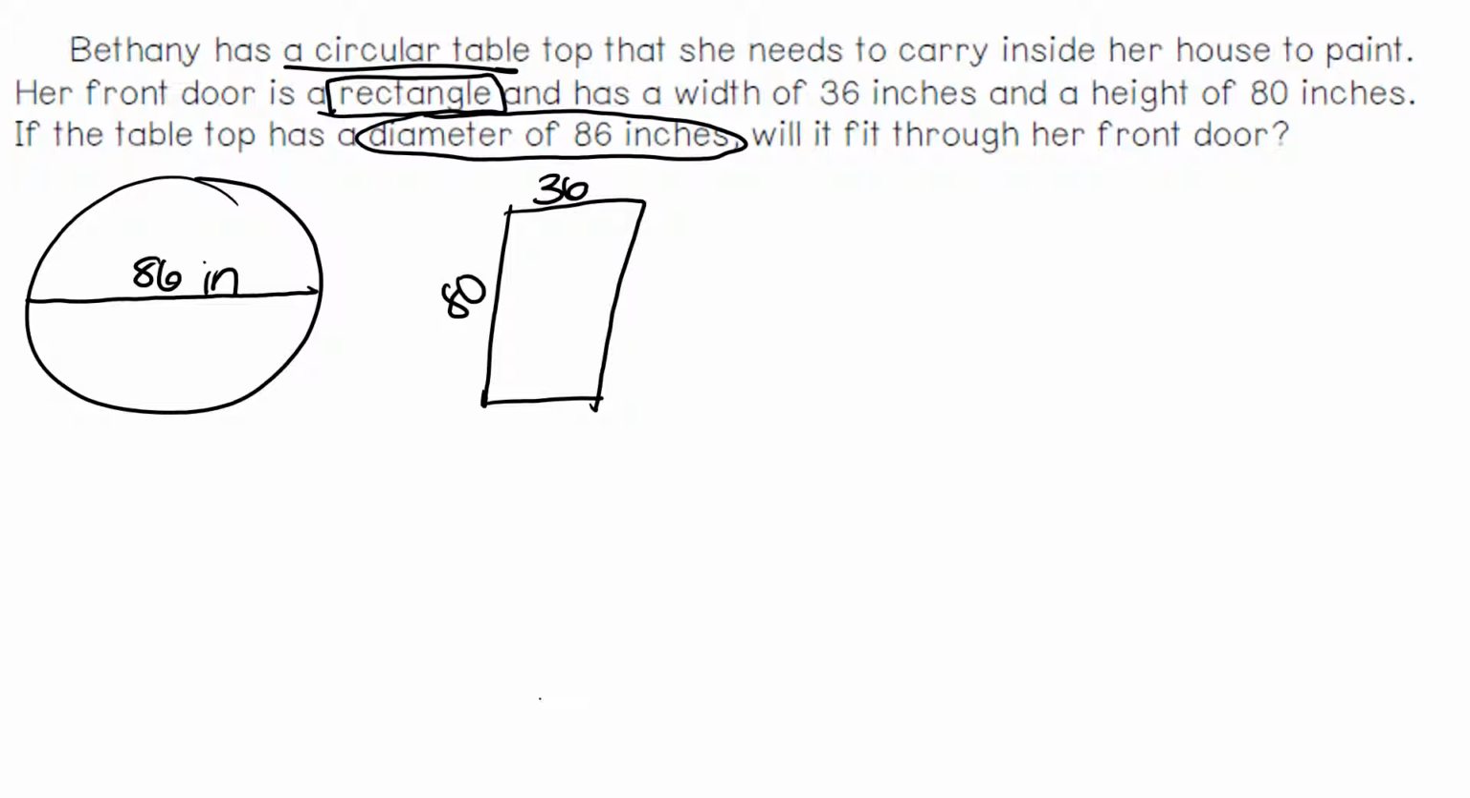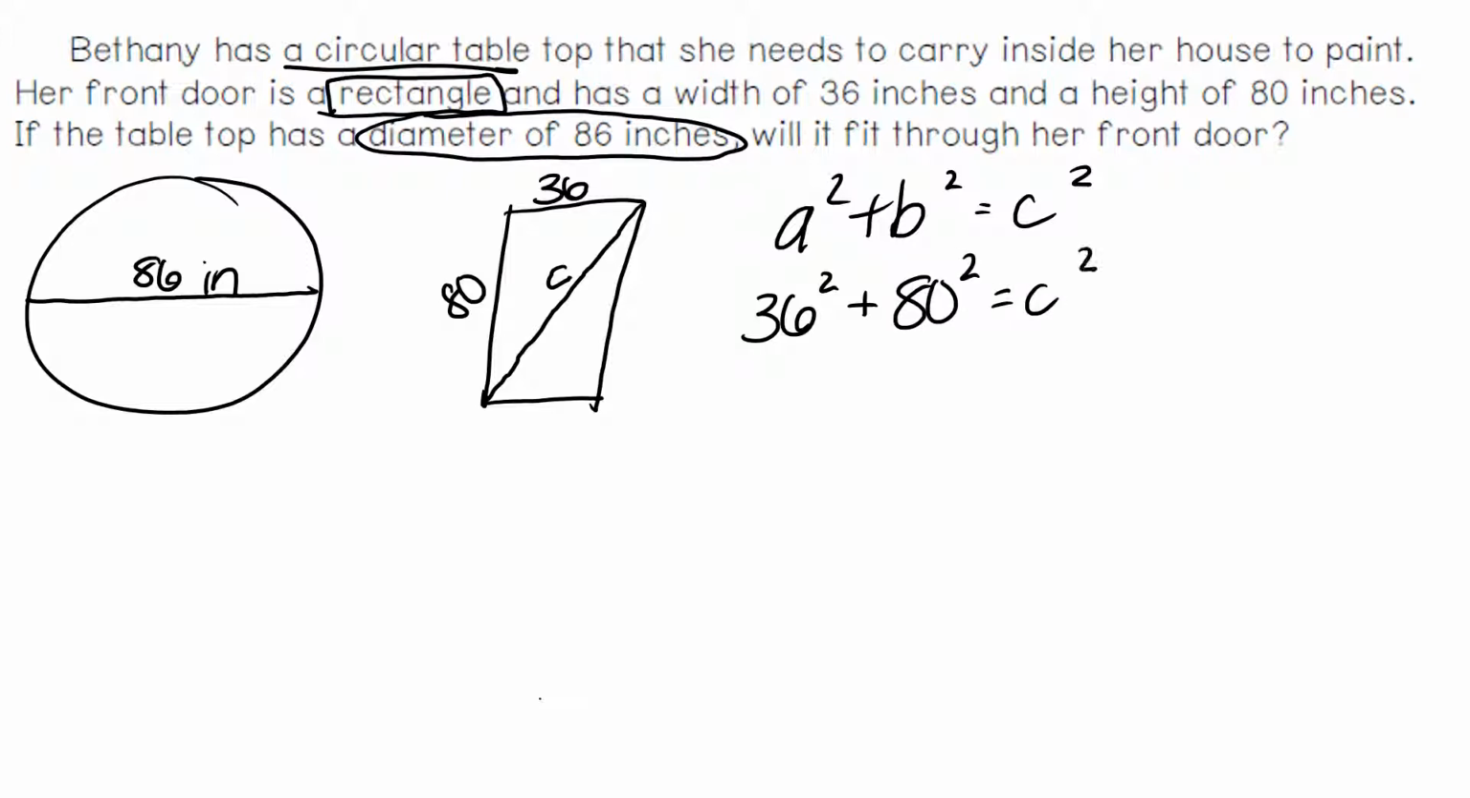When we take the table in, it will not fit top to bottom. 80 is smaller than the 86. But we can solve the diagonal. We can turn the table in diagonally. To find a diagonal line, we use the Pythagorean theorem, a squared plus b squared equals c squared. We're missing the diagonal of the door. The diagonal is always letter C. 36 and 80 are our legs, A and B.